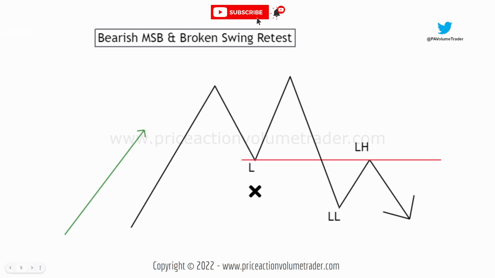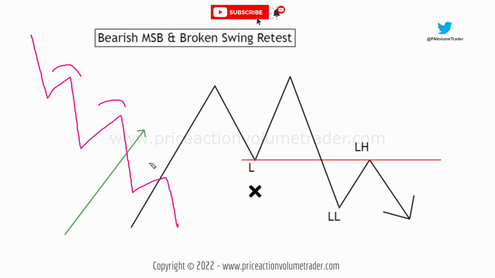So what do we consider a bearish market structure break? When we're in a bearish structure, if you're in a bearish trend, we're expecting price to be making continuous lower lows and lower highs. And one of the requisites is we want to see previous swing lows being broken to the downside.